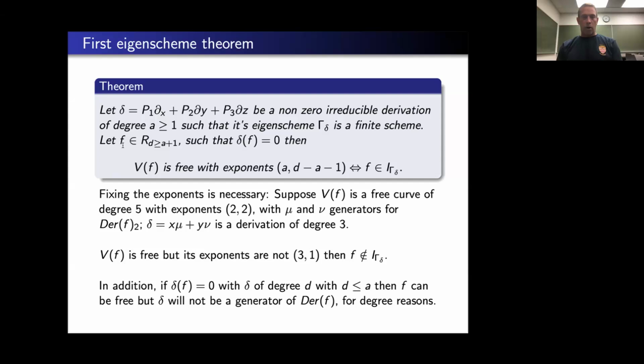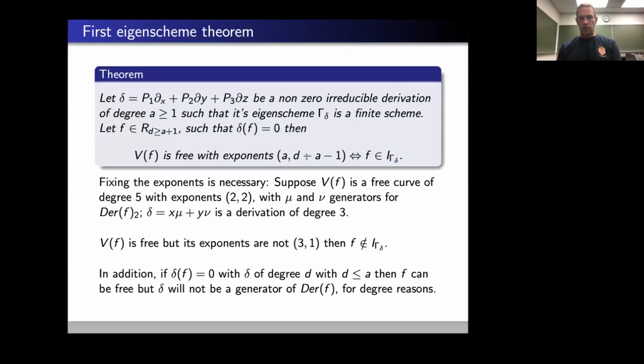Then if we take some polynomials which are eaten by this derivation, right? So if I have some polynomial that the derivation eats and spits out 0, when is it free? It's free exactly when it is an element of the eigenscheme ideal. And again, this is really using Saito's criterion and translating it into eigenschemes.